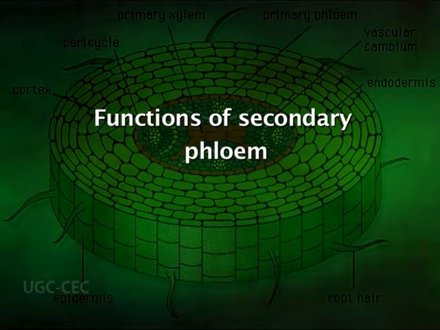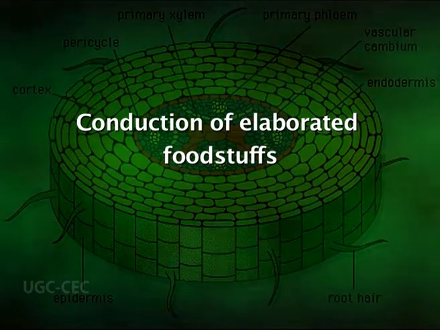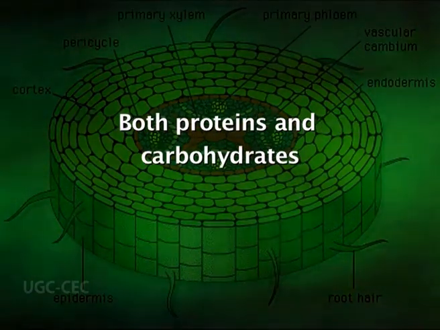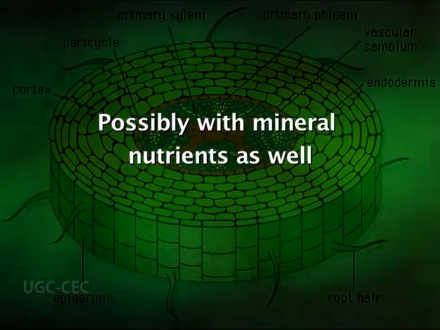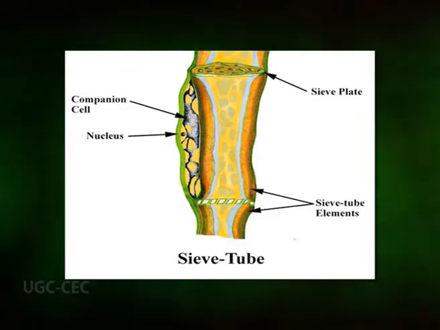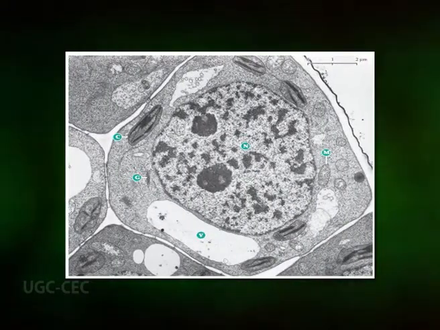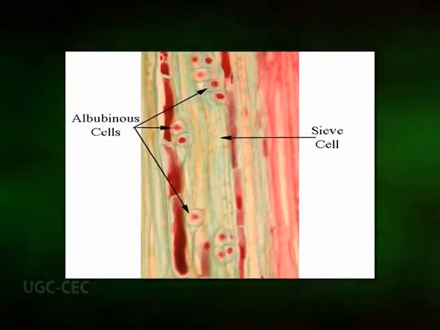Now the functions of secondary phloem. The chief function of phloem is the conduction of elaborated foodstuffs, both proteins and carbohydrates, and possibly with mineral nutrients. The sieve elements are believed to be the cells concerned in this conduction, with the companion cells or the albuminous cells related in some way to their activities.